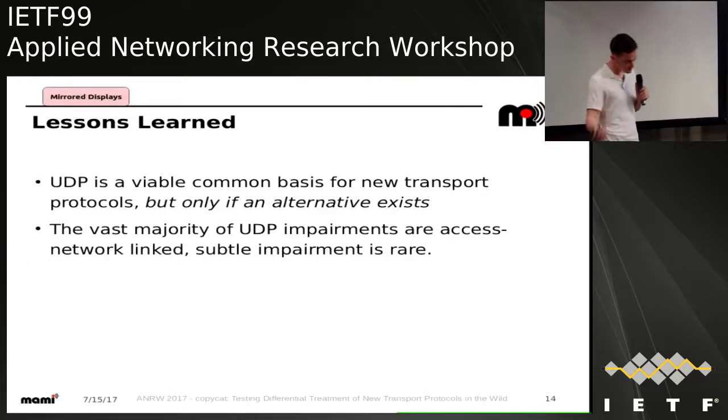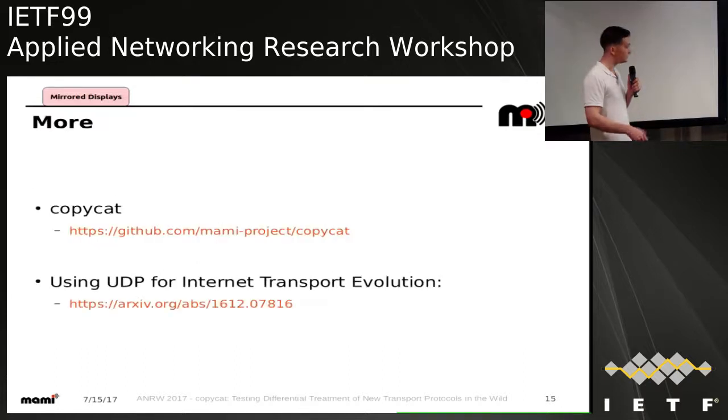So in conclusion, we observed that UDP seemed to be a viable solution for transport evolution only in the case where an alternative exists, and that most observed UDP impairments were access network linked, and that different kinds of impairment were very rare. If you want more about this, you can check out the code of the tool on GitHub, or if you want to know more about the UDP use case, there is the technical report that is available.